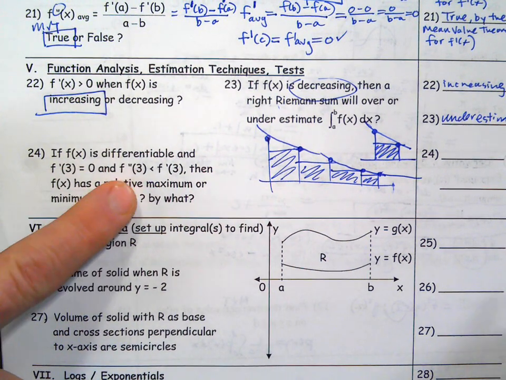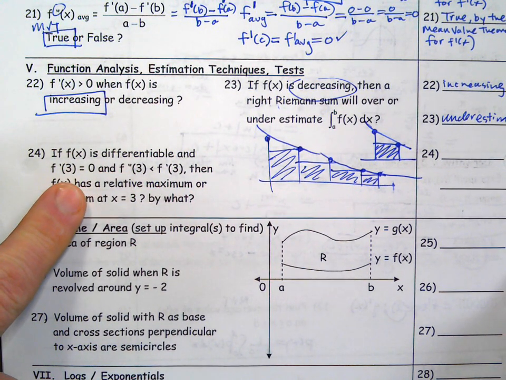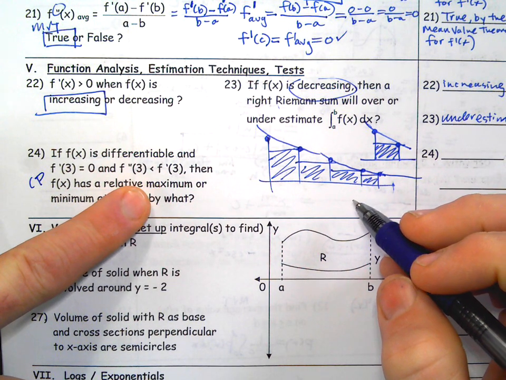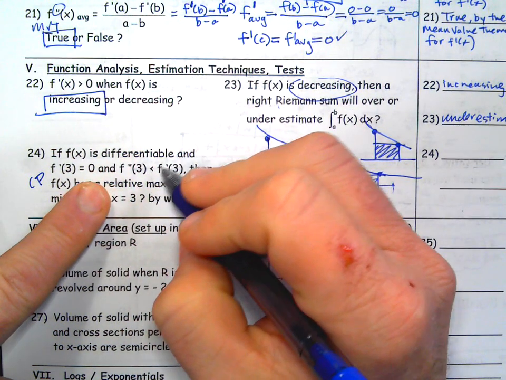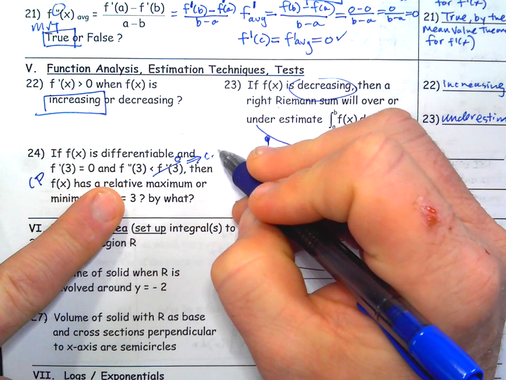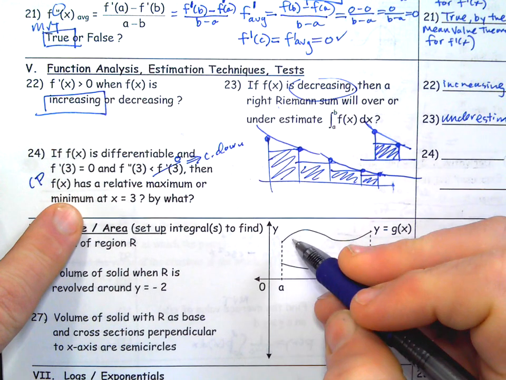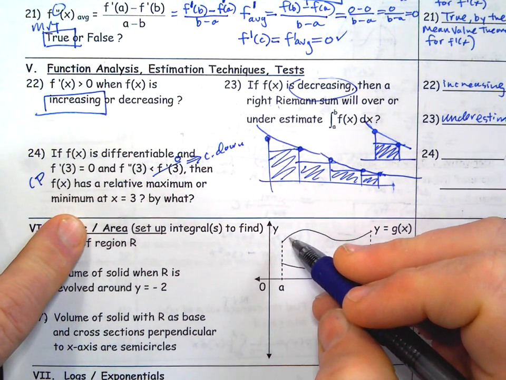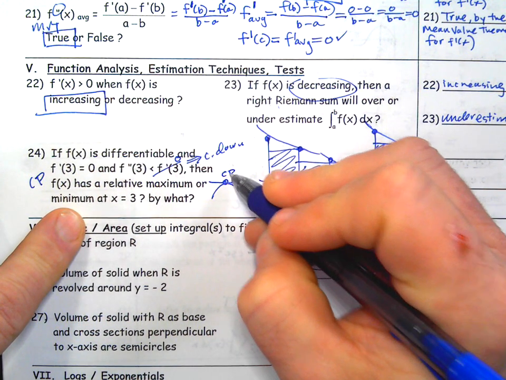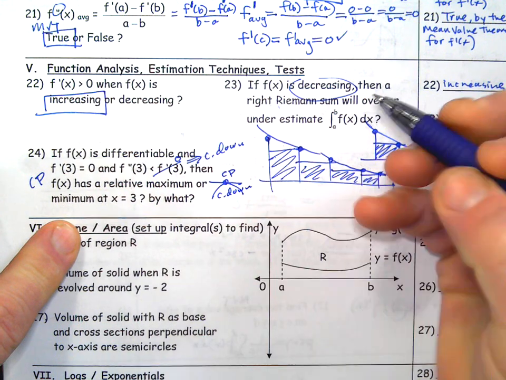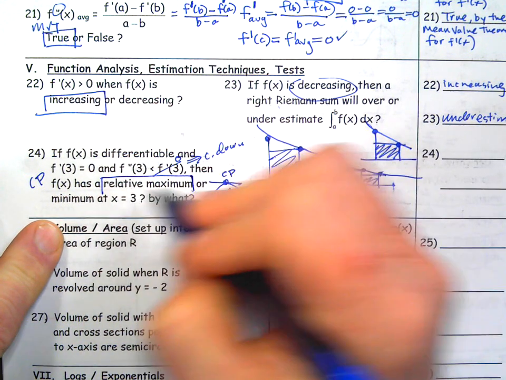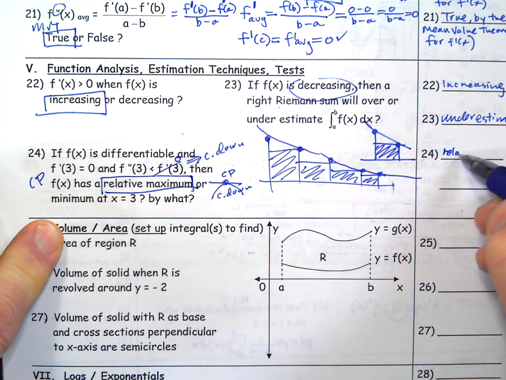24. If f of x is differentiable and f prime of 3 equals 0, so we have a critical point, and f double prime of 3 is less than 0, that means f double prime is negative, which means it's concave down. Then f of x has a relative maximum or minimum. Well, it's concave down, and it has a critical point, right? So that's a relative max. I don't memorize that. I just draw a little picture in my head. So this is a relative maximum. So the answer is relative maximum.